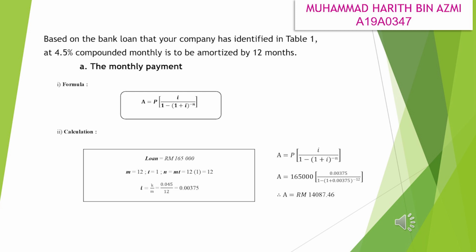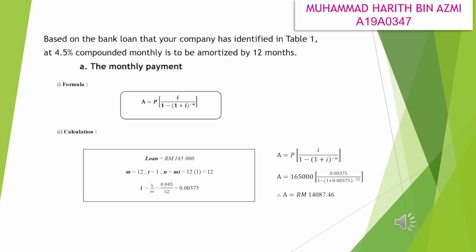Today I am going to present question 4. Based on the bank loan that your company has identified in table 1 at 4.5% compounded monthly, it is to be amortized over 12 months. Question A, the monthly payment. To solve this question, we use the formula A equal to P in bracket I divided by 1 minus in bracket 1 plus I power of negative n. Before that, we must find the values of P, M, T, N, and I.